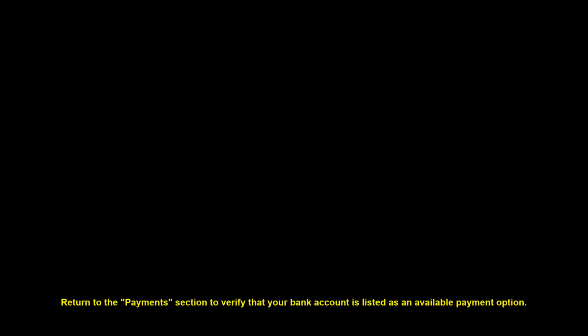Return to the Payments section to verify that your bank account is listed as an available payment option. Once confirmed, check the payment schedule for your earnings. AdSense typically processes payments once a month, provided you meet the payment threshold. When payments are processed, the funds will be transferred to your US bank account.